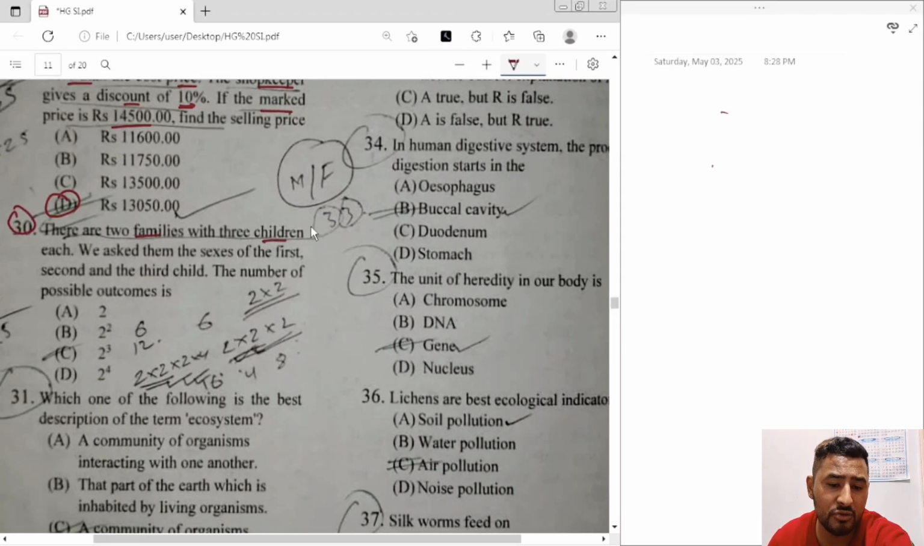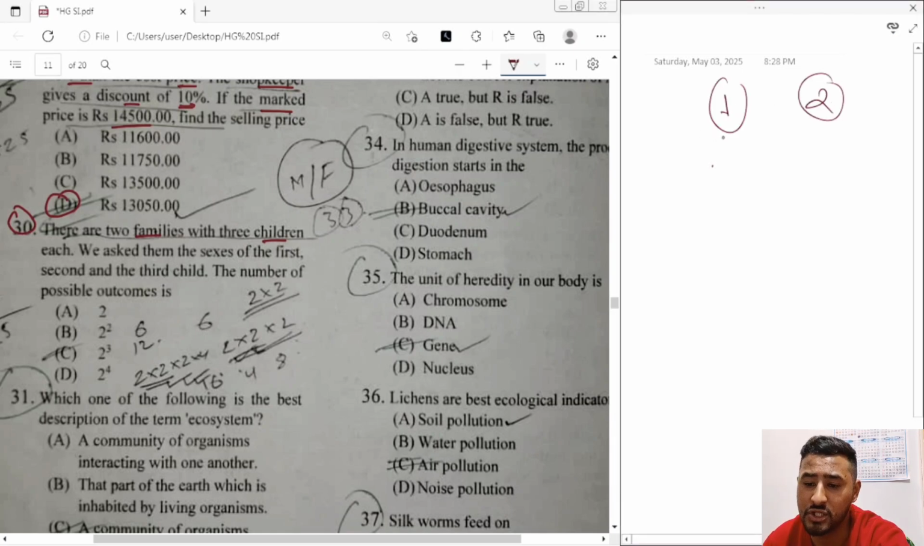There are two families with 3 children each. One family, two family, with 3 children each: 1, 2, 3, and the same way here also, 1, 2, 3. We ask them the sexes of the first, second, and third child. What will be the sex of this one? First, male or female, male or female, male or female.